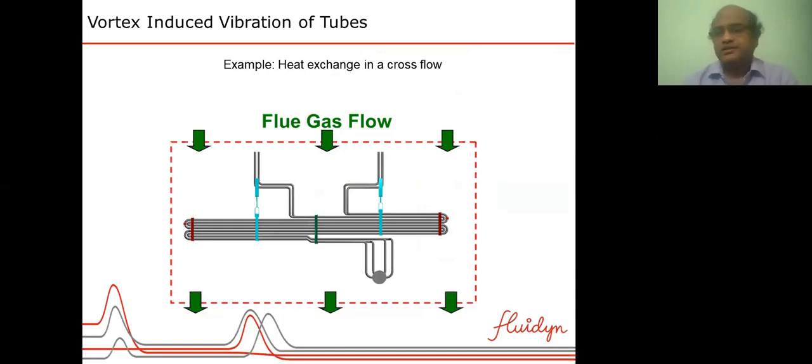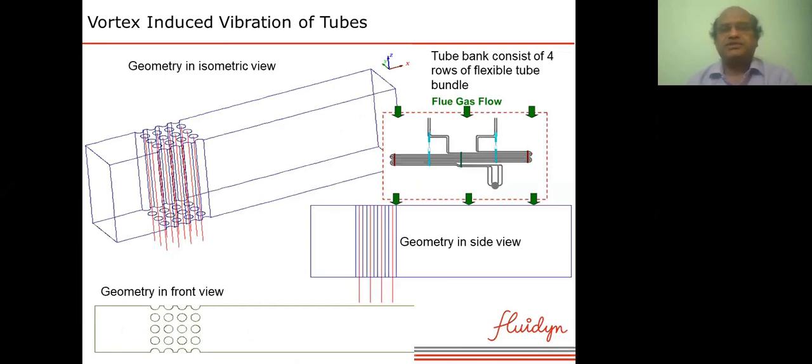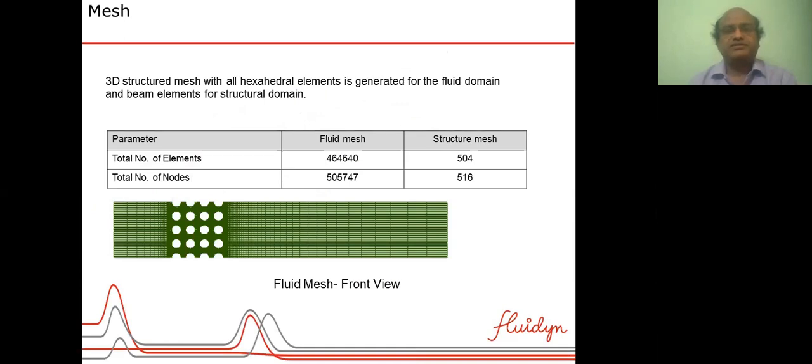So another example of an industrial application is the vortex-induced vibration of heat exchanger tubes. So this picture shows a heat exchanger across which there is a flue gas flow. It shows in another form. So you can see that the red lines show the axis of the tubes, and the flow is around the tubes. The fluid domain is around the tubes.